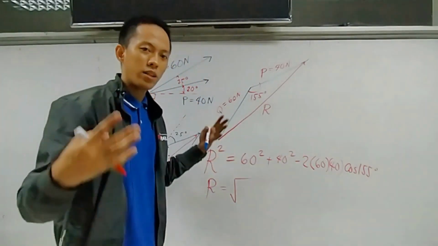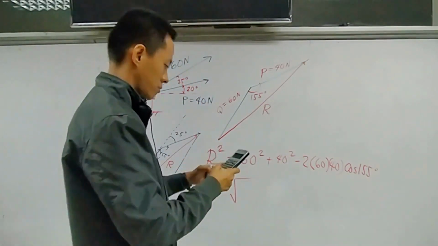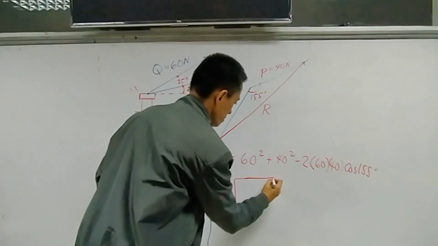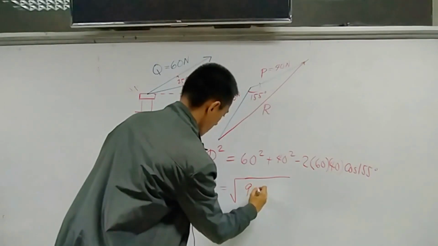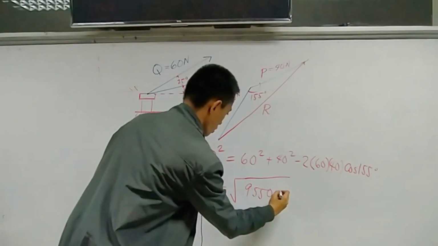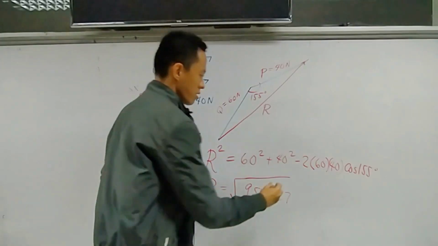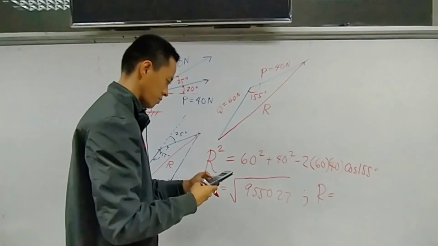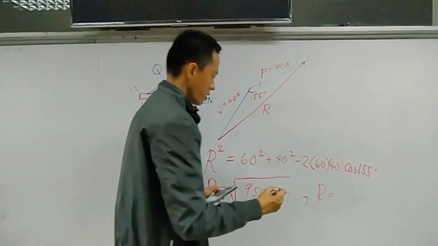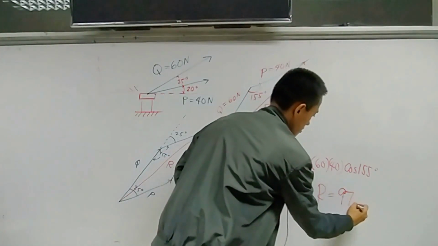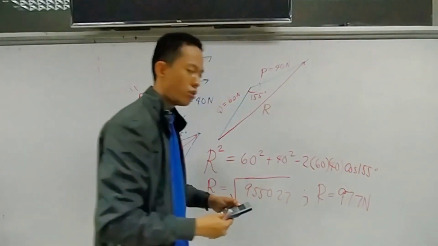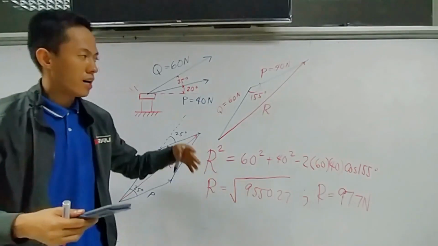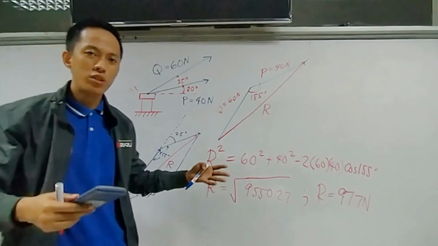So, kunin natin guys yung ating calculator. So, this is 9,550.27. So, square root niya, so yung R natin is 97.7 newtons. So, yun yung magnitude ng resultant force natin. So, hindi pa siya kompleto. Kailangan natin yung kanyang direction, which is the angle.